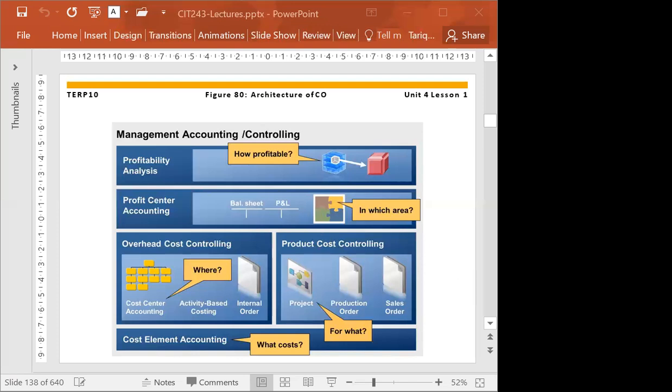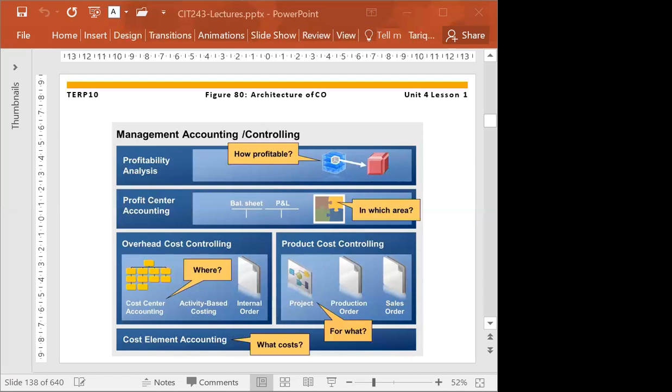Similarly, we are also getting a transaction into controlling from production planning: the bill of material and the routing information. These two, bill of material and routing, are required for product costing. If you see here, we have the product costing. We get the data from production planning, and this transaction comes to managerial accounting, and then goes to profit center accounting and profitability analysis.